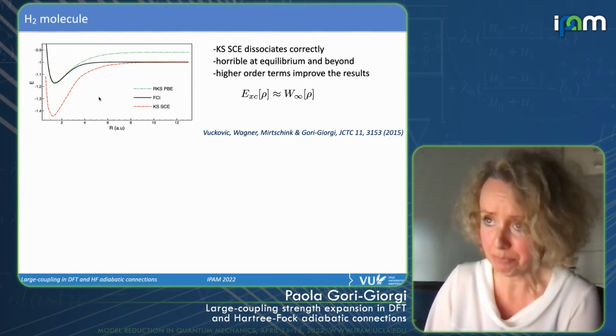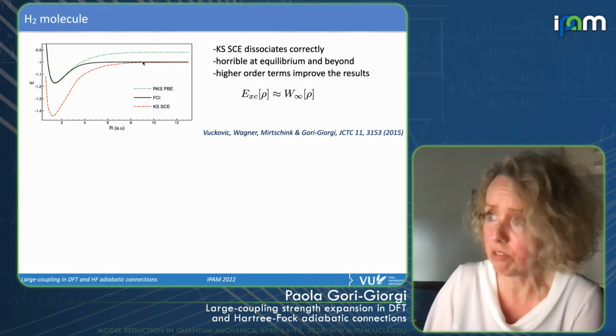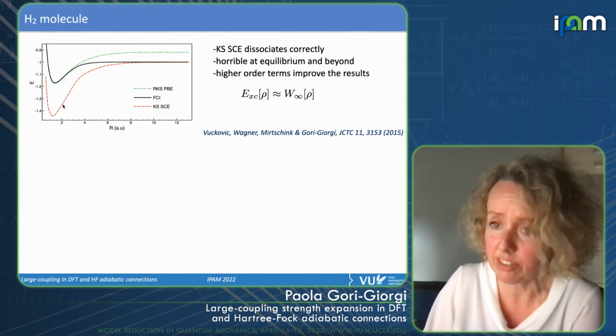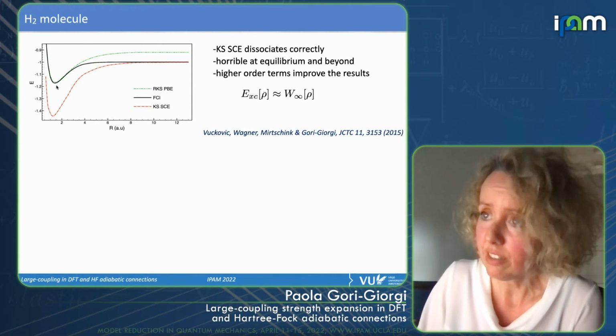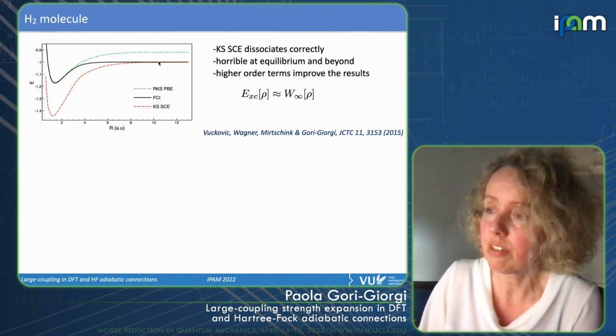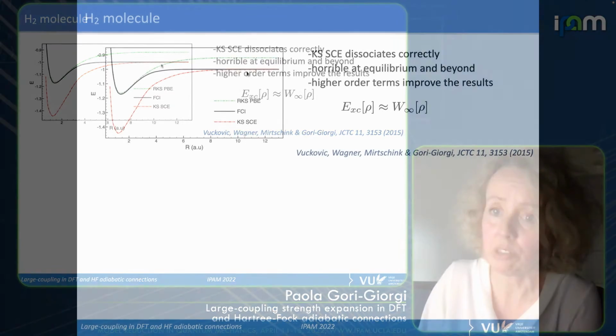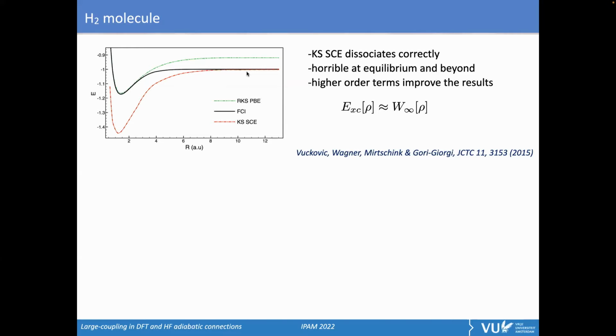So for example, this is the H2 molecule, the full CI, and this is our result. What happens if you use Kohn-Sham with this SCE? It's very bad, except when you stretch the molecule, because then you have this physics of electrons far apart and very correlated, and then it's fine. But of course, here there is a very big error.